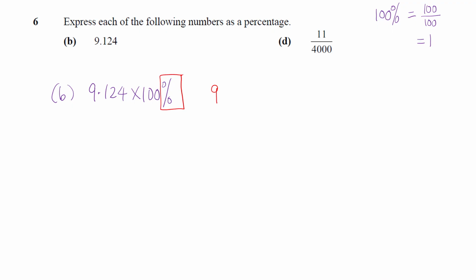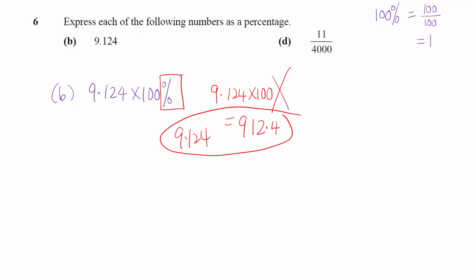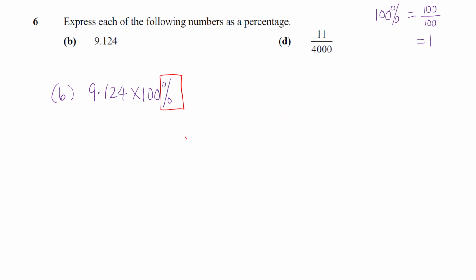Right, so be very careful that the percent symbol is there. If you write it as 9.124 times 100, then this is wrong, okay? Because you are actually changing the question. The answer you get will become 912.4. So you are saying that 9.124 is equal to 912.4, which is wrong. So you have to make sure that the percent symbol must be there.